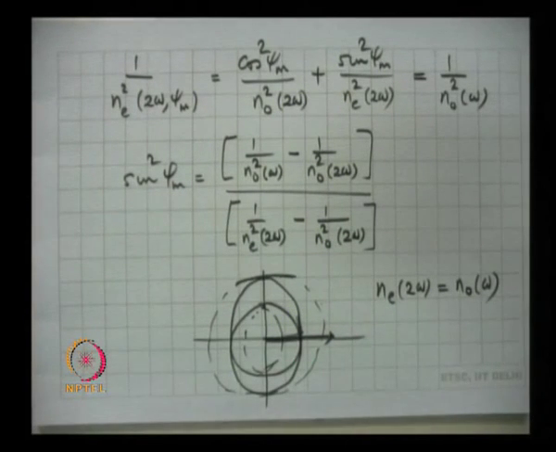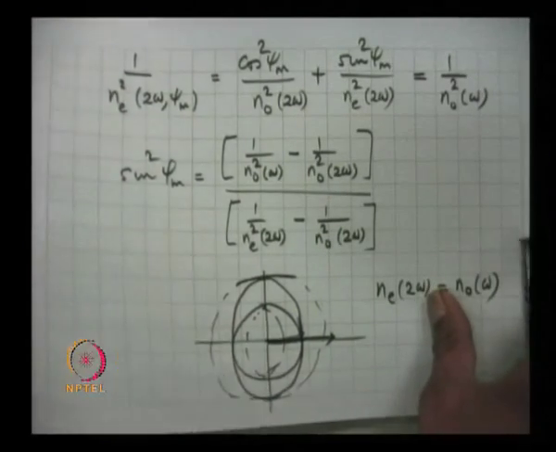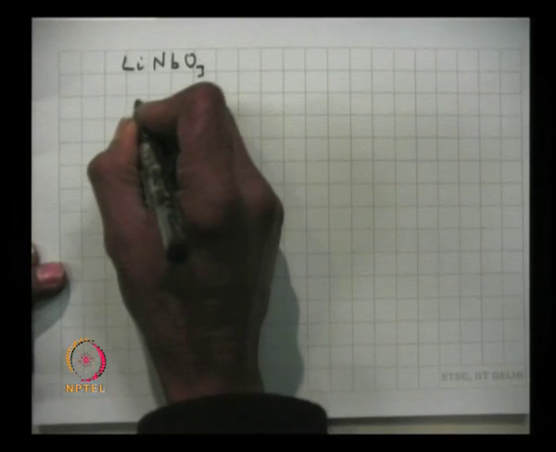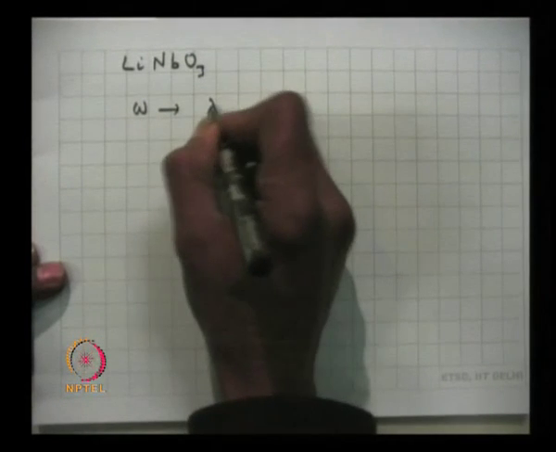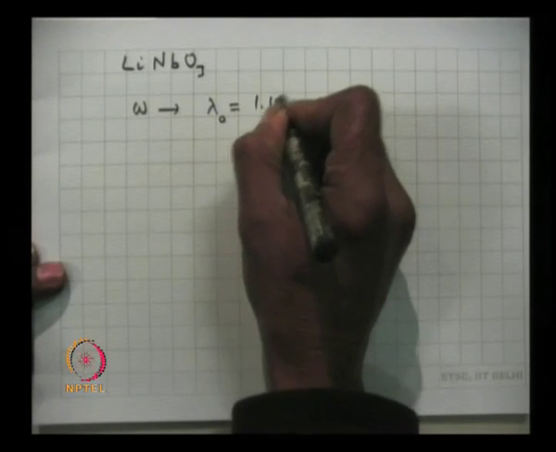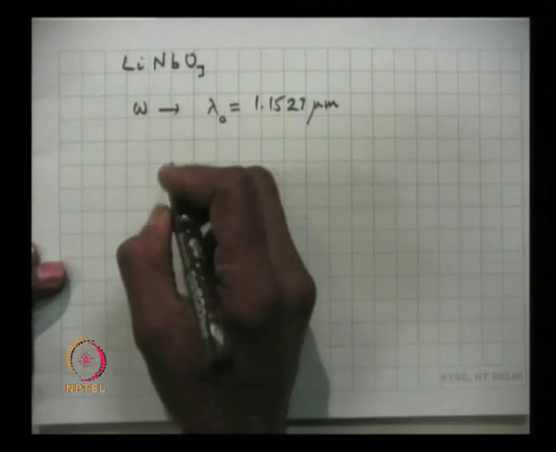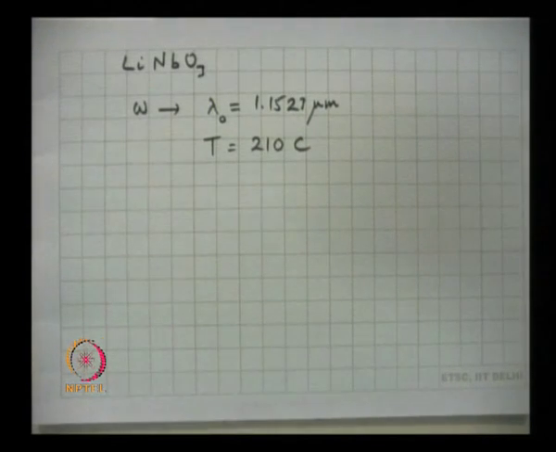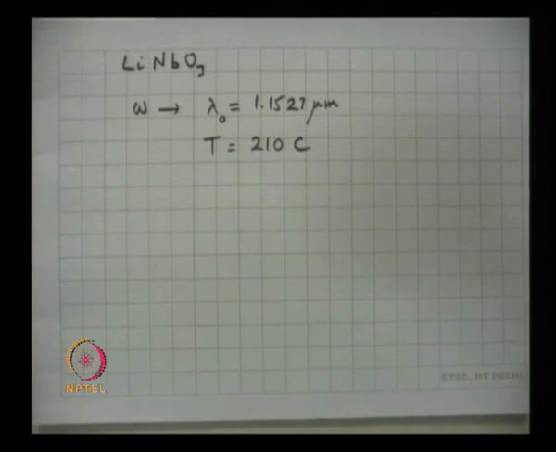So, for example, if you take lithium niobate, LiNbO3, it so happens that if your omega corresponds to a wavelength lambda equal to lambda 0 equal to 1.1523 micrometers, at a temperature of 210 degrees Celsius, you can achieve non-critical phase matching, because these values are such that psi m, the solution, is 90 degrees. But this is not always possible.